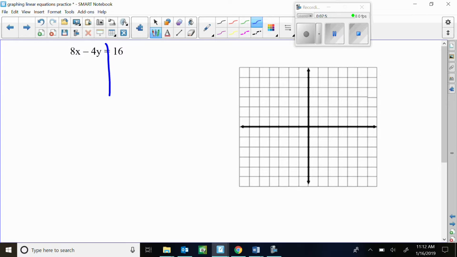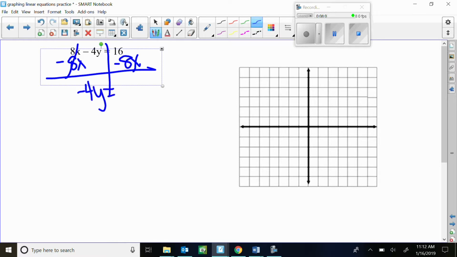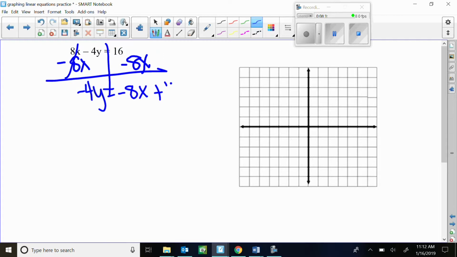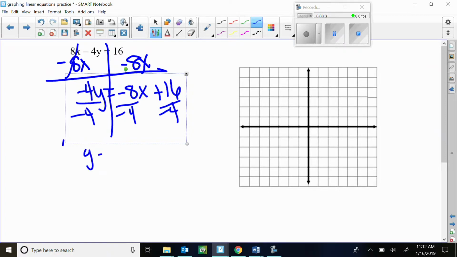So I put my wall. I notice that the x is on the left side with the y, so I need to get rid of the 8x. Nothing's in front of it, so that means add. So I'm going to subtract both sides by 8x. 8x minus 8x cancels out. I have negative 4y equals negative 8x and 16, you can't combine them. They're not like terms. So I always like to put the negative 8x first, but you can put 16 minus 8x. That's fine. Now I have to still get y all by itself, so I'm going to divide everything by negative 4. Give me y equals 2x minus 4.